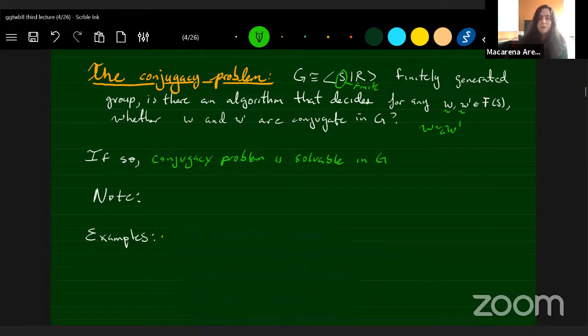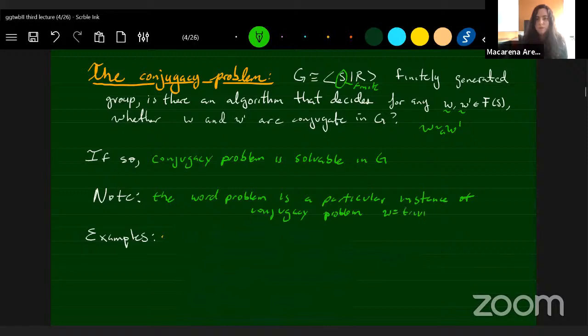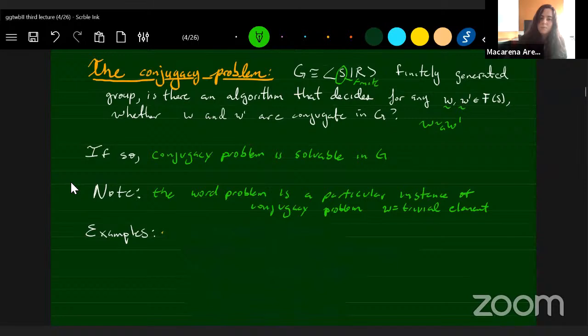One thing to note is that the word problem is a particular instance of the conjugacy problem. So when one of the elements that we're trying to conjugate is the trivial element, the conjugacy problem reduces to the word problem. So what are some examples of groups that have a solvable conjugacy problem?